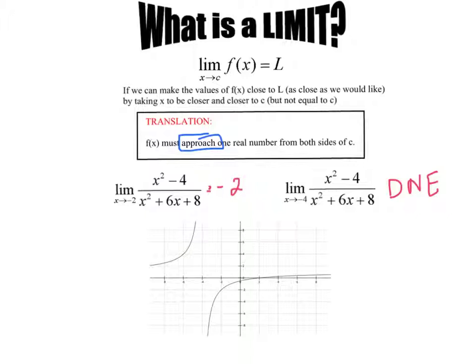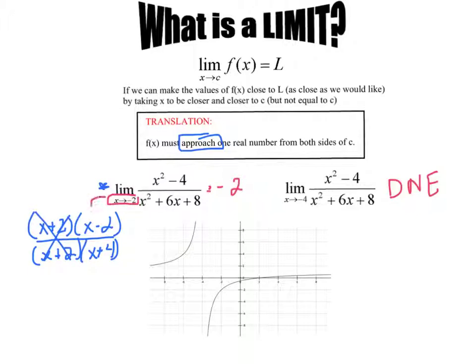Now, I hope you think, how would I get -2 as an answer for this one right here without actually having to graph it? Well, let me factor it again. x plus 2, x minus 2, over x plus 2, x plus 4, and remember, these cancel because they divide to be 1. Well, now, plug -2 in again. -2 minus 2 is -4. -2 plus 4 is 2.